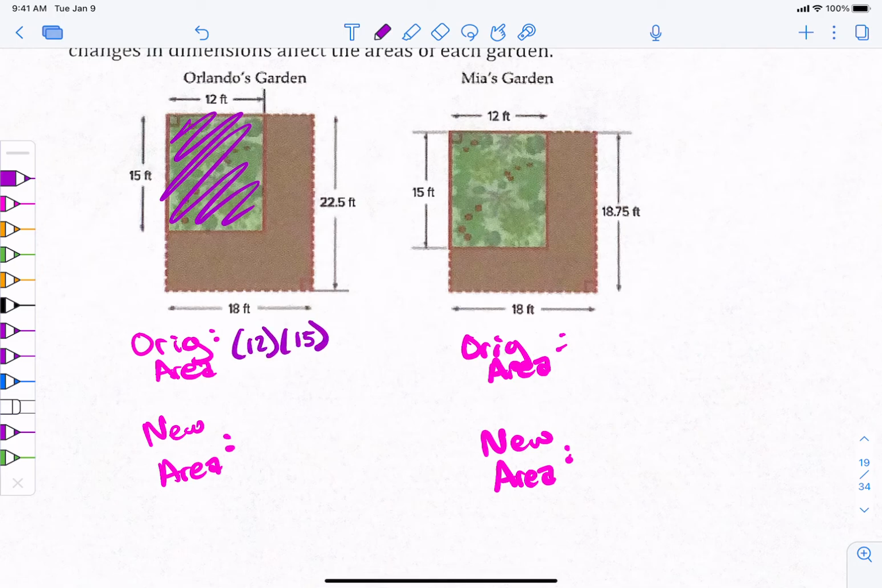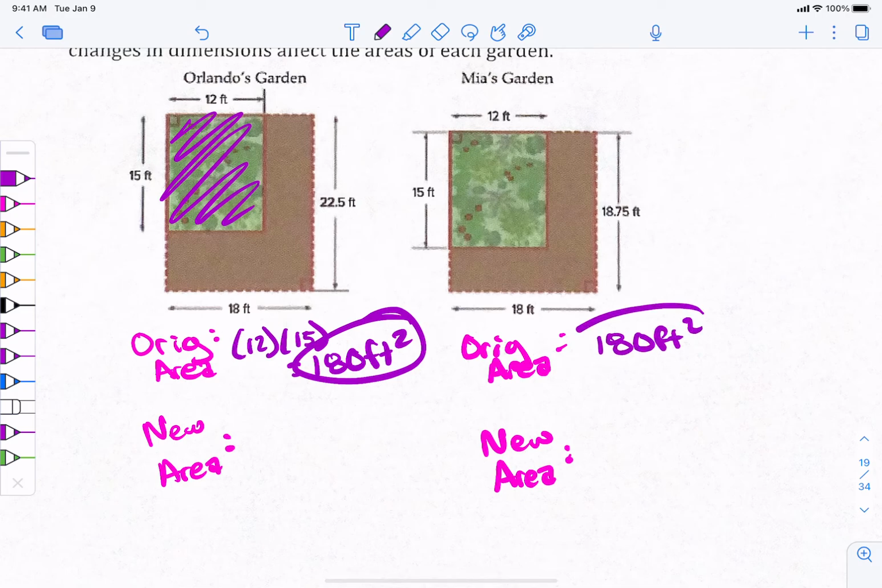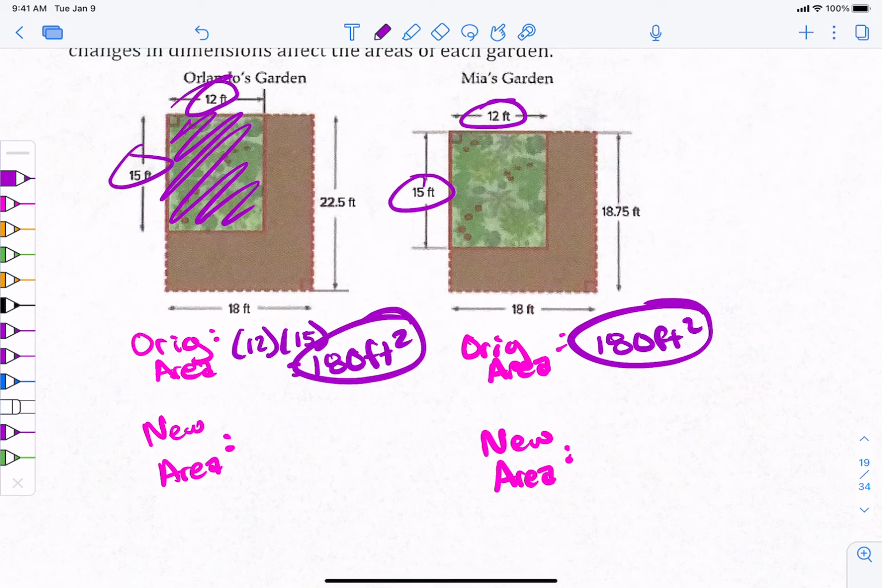What is that area? 180 feet squared. Those are the same dimensions as Maya has, right? So Maya's is 180 feet squared as well, because she has a 12 by 15. They're starting with the same area.